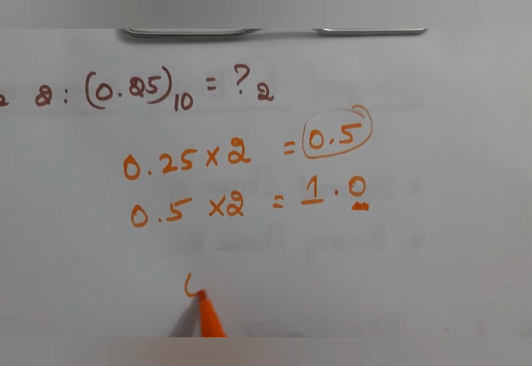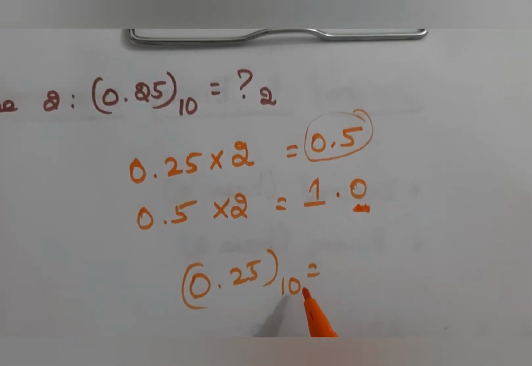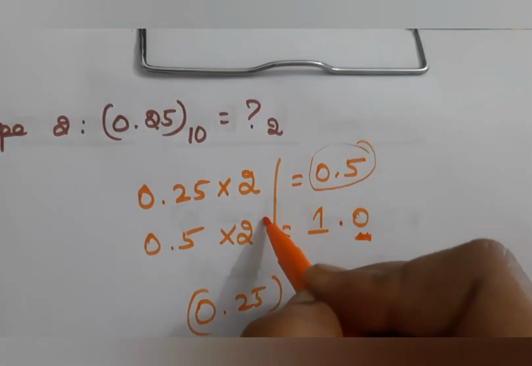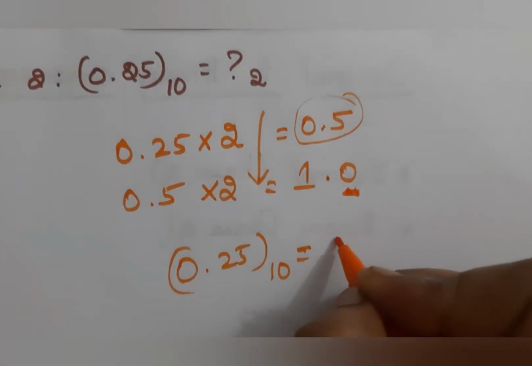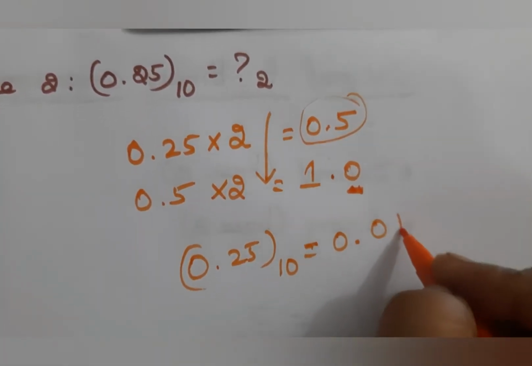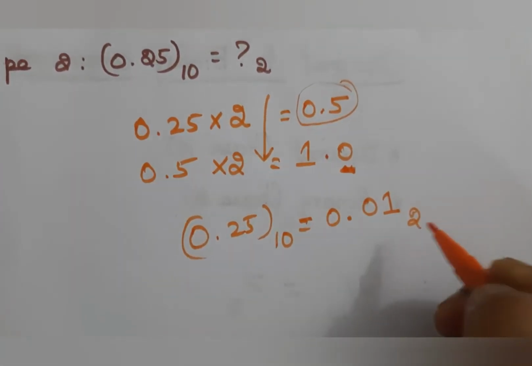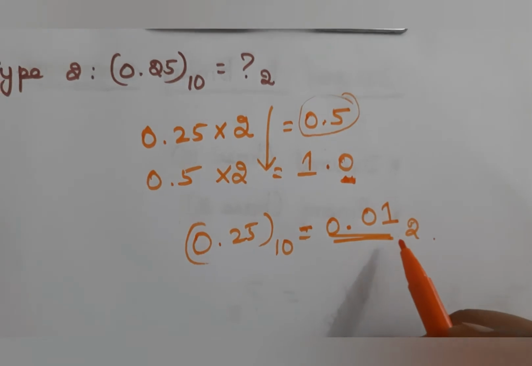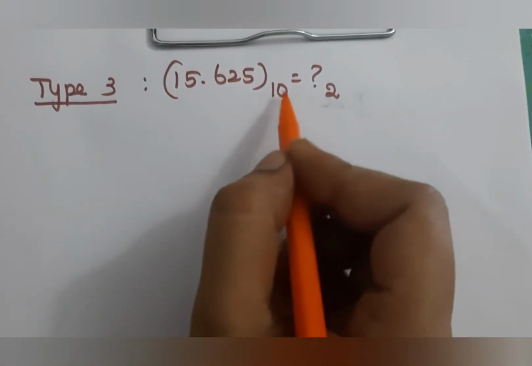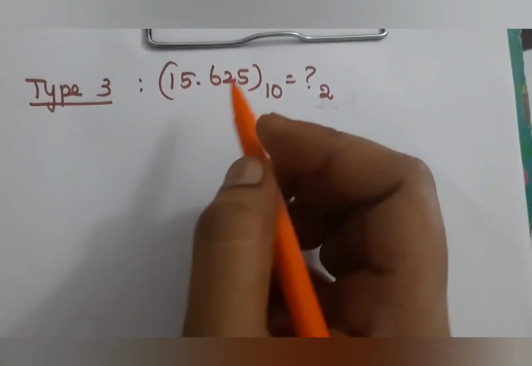So the binary of this decimal equivalent is, and here we have to take from up to down, 0 point, up to down, 0 1, in base 2. So this is the equivalent binary of the decimal number 0.25. And here this number has both the whole part and also the fractional part. So now we solve this.